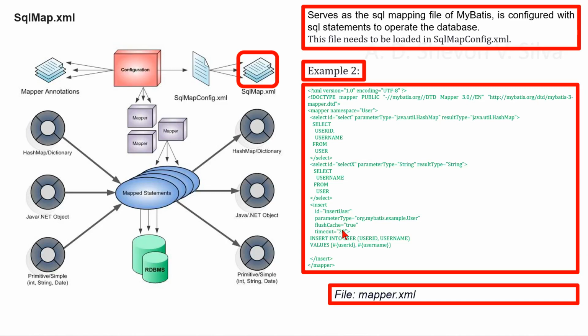Flush cache attribute: setting this to true will cause the second level and local caches to be flushed whenever this statement is called. Default true for insert, update and delete statements. Timeout attribute: this sets the maximum number of seconds the driver will wait for the database to return from a request before throwing an exception. Default is unset, driver dependent.